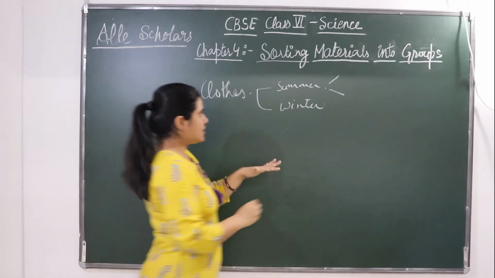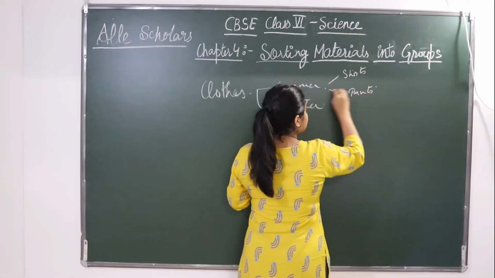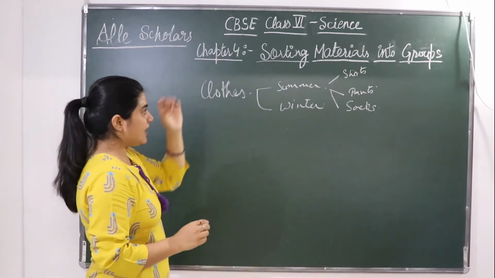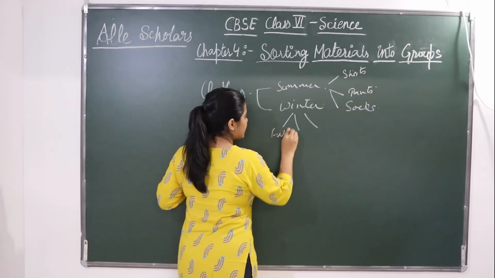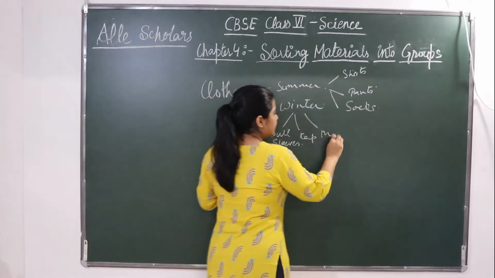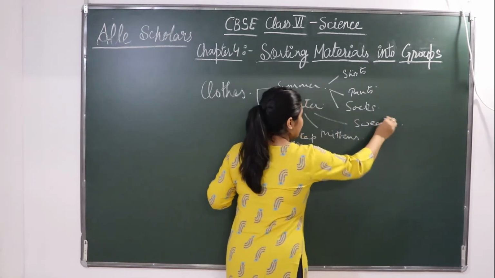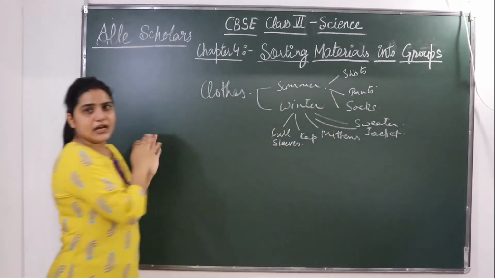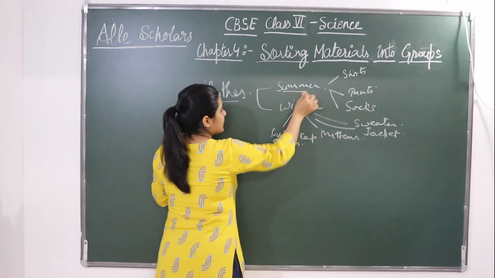You put your shirts separately. Then you put your pants. Then your socks are there. Similarly, there are different categories for this. If we talk about winter, then you put your full sleeve shirts together. So like this, again there is a category, there is a group. This is how clothes are in two groups, summer and winter.